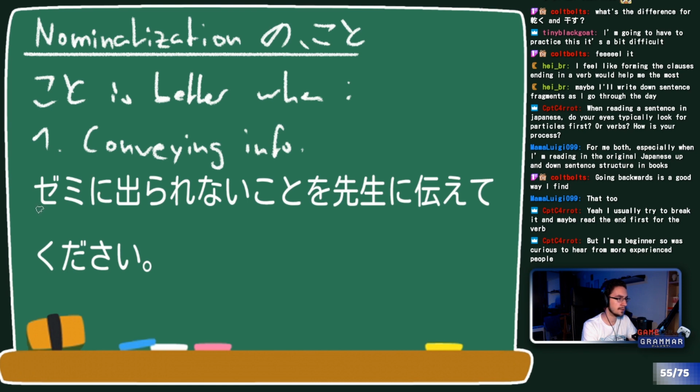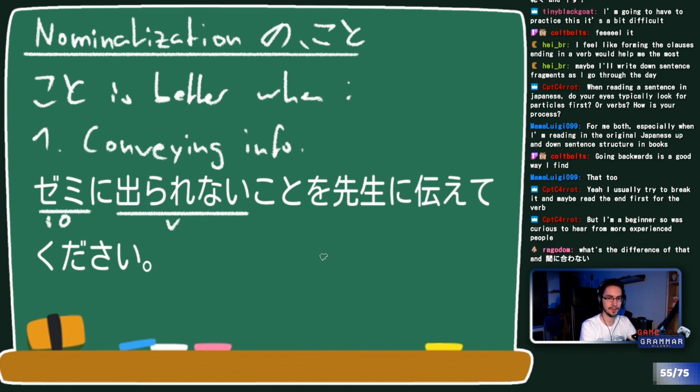Zemi ni derarenai. So here we have sort of this clause, zemi ni derarenai. Here I would say this is sort of like an indirect object, so I'll call it maybe IO. Indirect object. It's not really a subject, it's not really the direct object, so indirect object. And here is our verb of the subordinate clause.